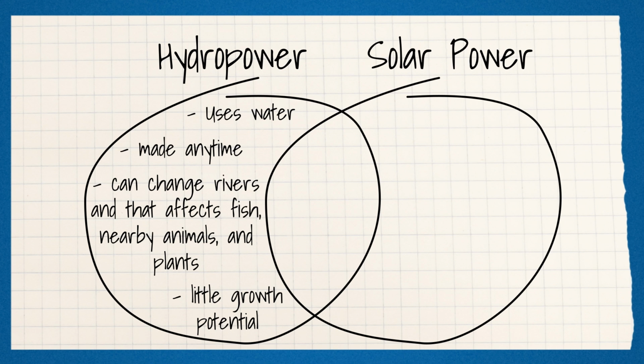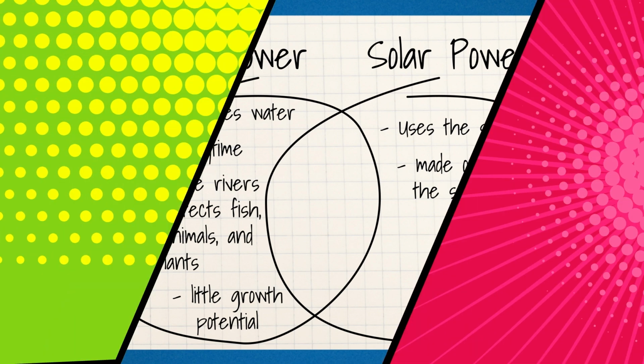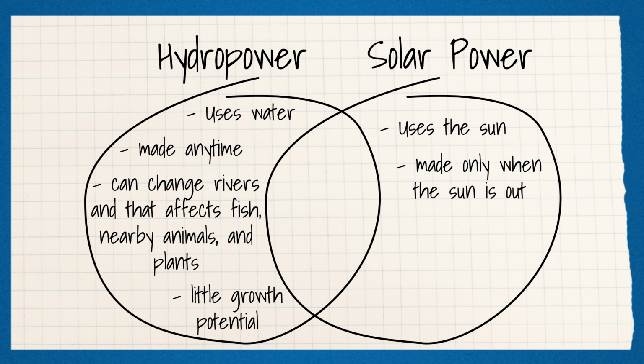Reliability? Solar power depends on the sun, so it doesn't work at night and makes less power on cloudy days. In Michigan, it's not sunny every day of the year, so solar panels are unable to always work well. Environmental impact. Solar power is gentle on the environment. The panels don't cause any pollution, and they don't change rivers or habitats. Once installed, they just sit there quietly and collect sunlight.